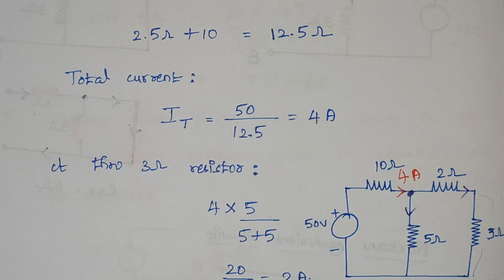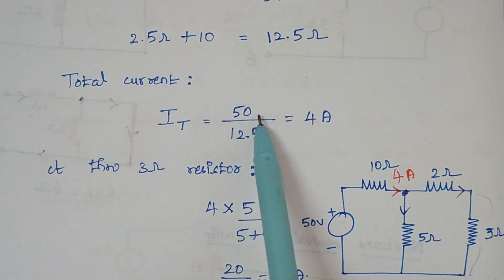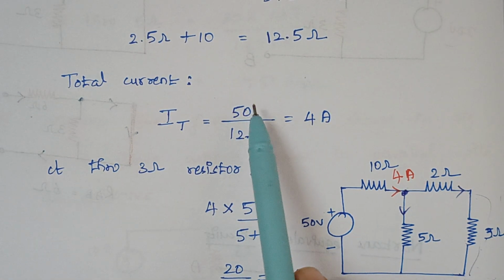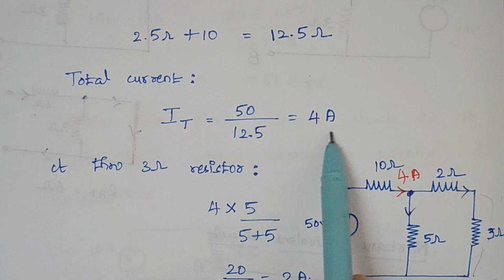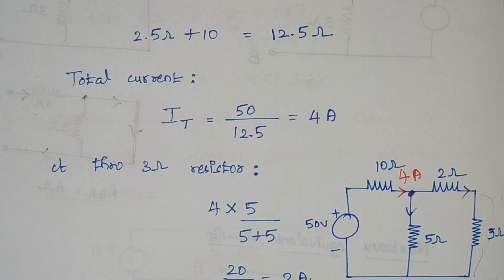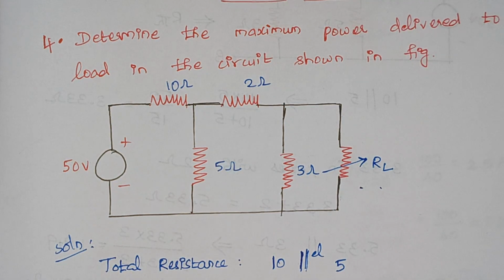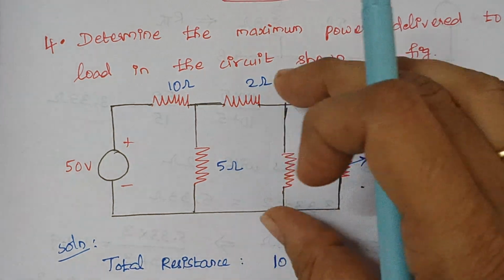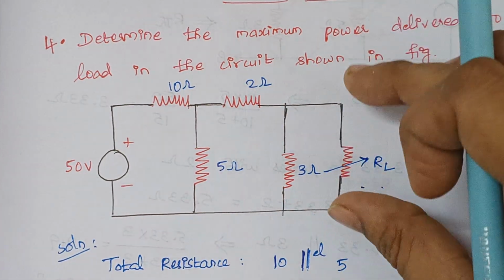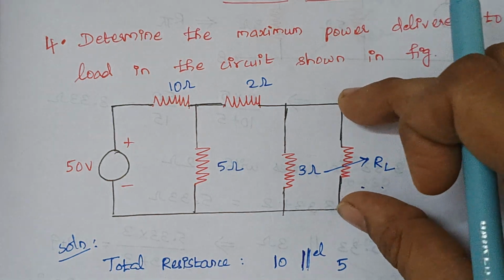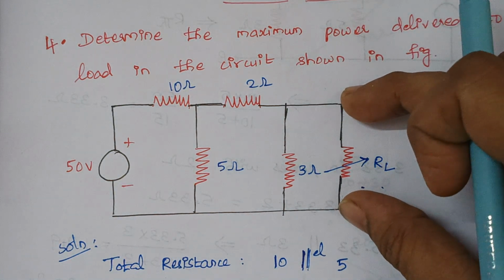So the total current is given by I is equal to V by R. Here V is 50 volts and R is 12.5 ohms. So the answer is 4 amps. Now we have calculated the total current and total resistance. But what we actually need here is the voltage across this 3 ohm, because the voltage impressed across this 3 ohm is equal to the voltage impressed across this load resistance RL, right?